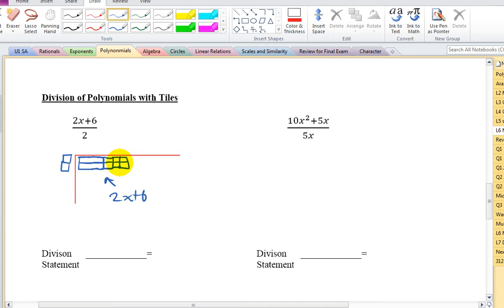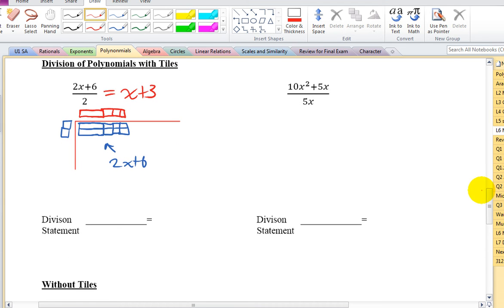There we go. So there's the plus 6. So where are we going to find your answer? On the top, the length of the top of the rectangle. So here we have an x that fits over top and a plus 3. So we're dividing into 2 equal groups, and we get, as our statement, x plus 3. Okay, x plus 3. So the division statement down below the whole thing would be 2x plus 6 divided by 2 equals x plus 3.